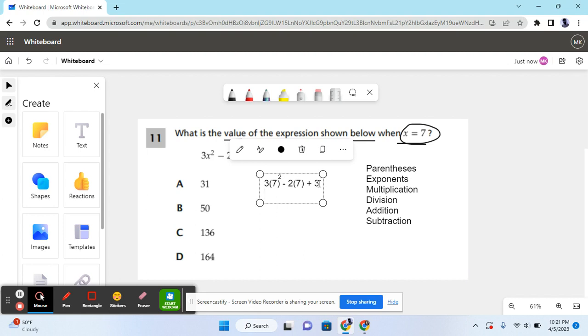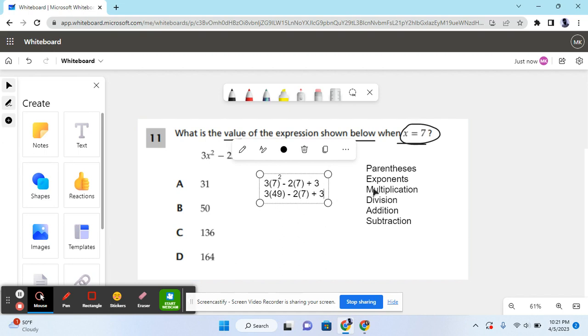3 times 7 squared minus 2 times 7 plus 3. There are no parentheses, so there's nothing to solve in the parentheses. Next we have exponents. For exponents we have 7 squared, so we have to do 7 squared first. So that gives us 3 times 49 minus 2 times 7 plus 3.